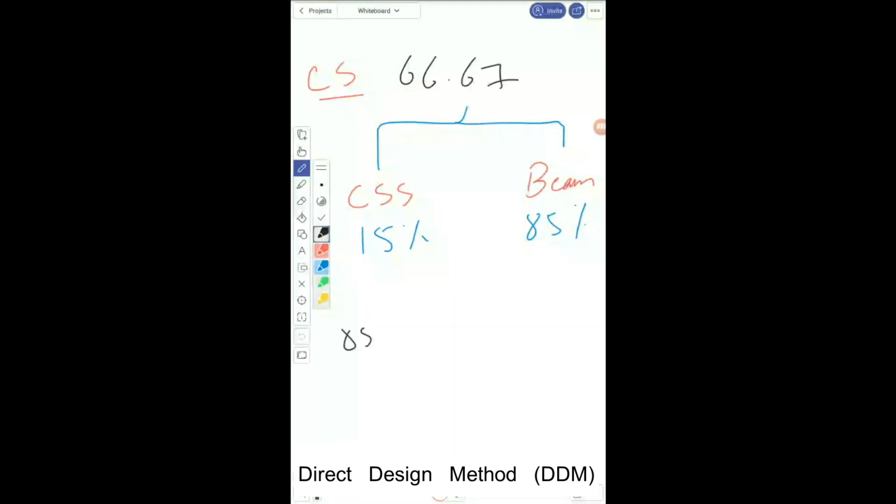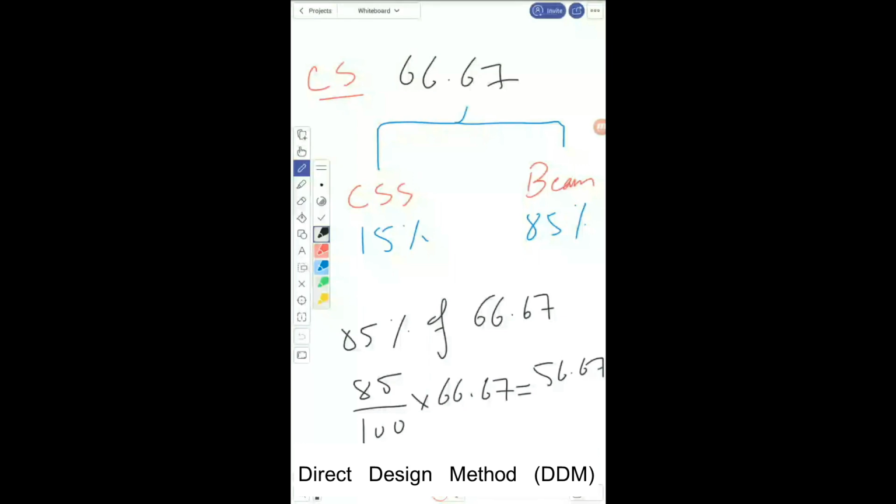85% of 66.67 is basically equivalent to 85 divided by 100 multiplied by 66.67. The moment is 56.67. 56.67. So this is the moment going to beam.